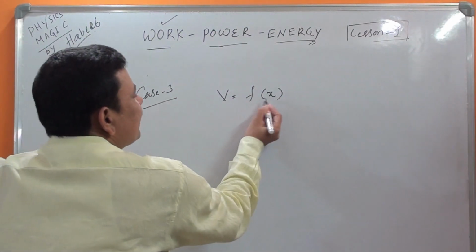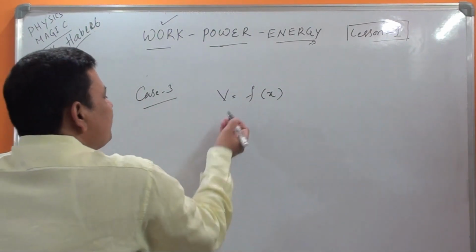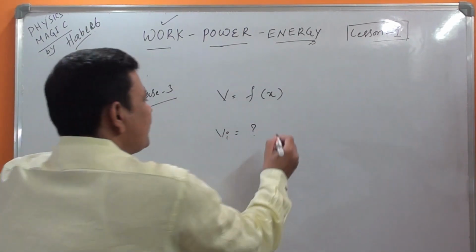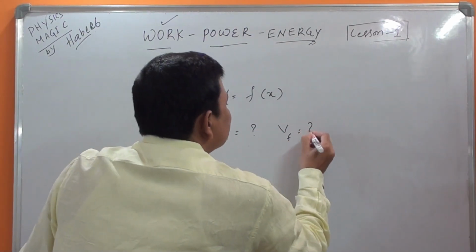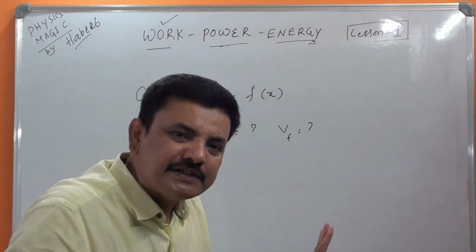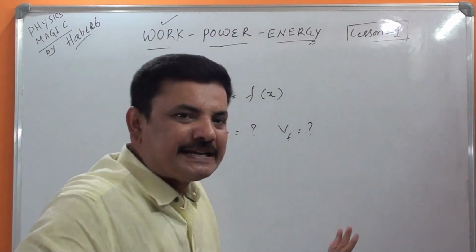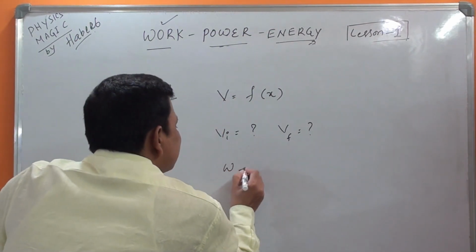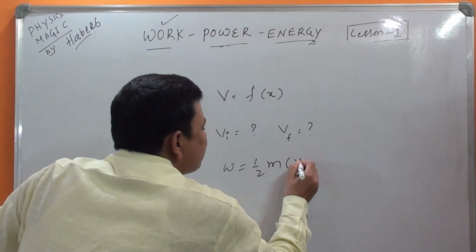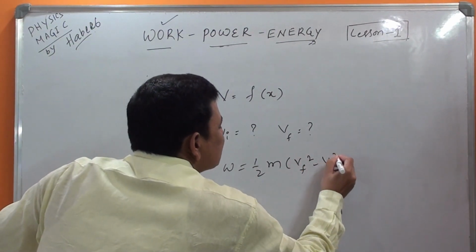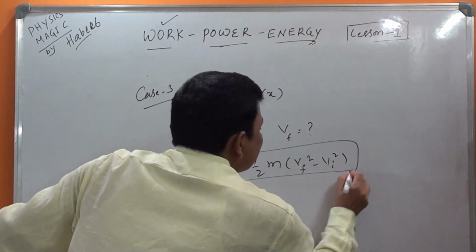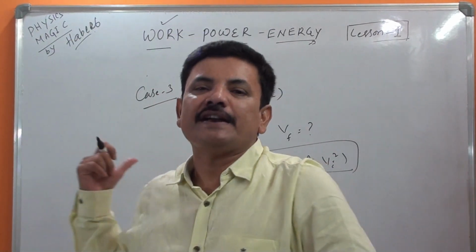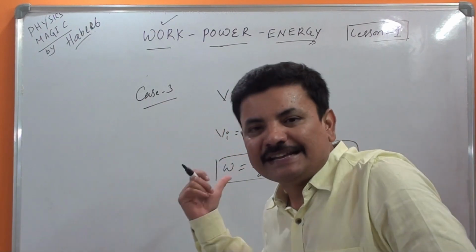So if velocity is function of position is given, then simply here also, V initial is equal to how much, you find out. V final is equal to how much, you find out. No need to do any differentiation, no need to do any integration. Simply final velocity, initial velocity you find out. Once again use the formula half m into (V final square minus V initial square). This is how we can find out work done in all the 3 cases.